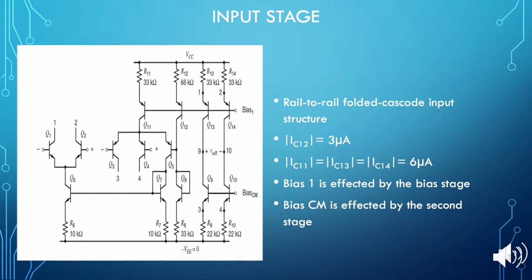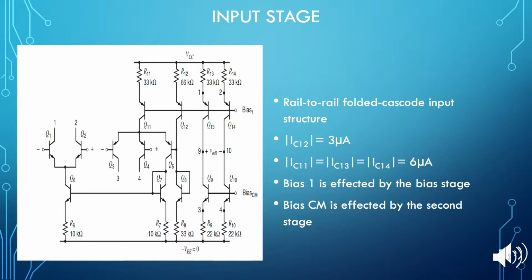In the input stage, the circuit uses a rail-to-rail folded cascode structure. Transistors 3 and 4 together can be viewed as forming one half of a differential pair, with Q5 forming the other half of this pair. This differential pair is unbalanced because Q3 and Q4 together have a larger emitter area and saturation current than Q5 by itself, causing a non-zero offset voltage.